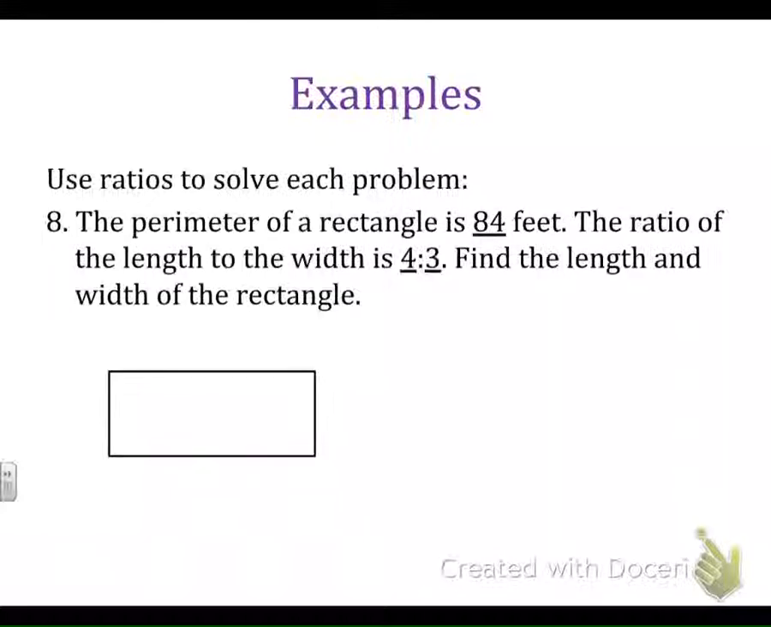What happened? 4 over 16? Or does it matter?